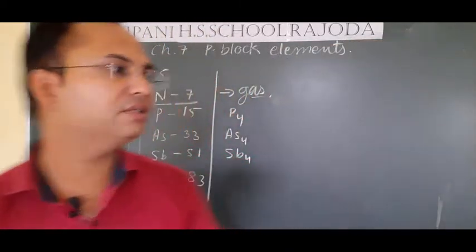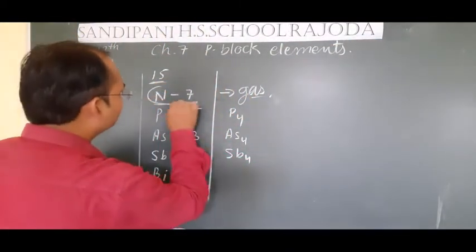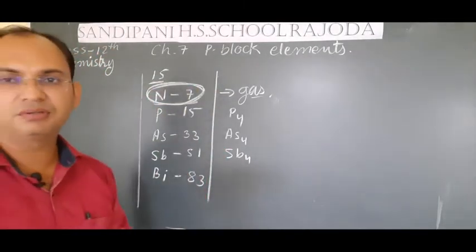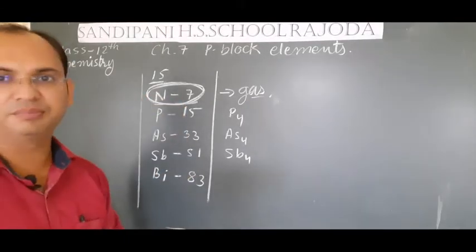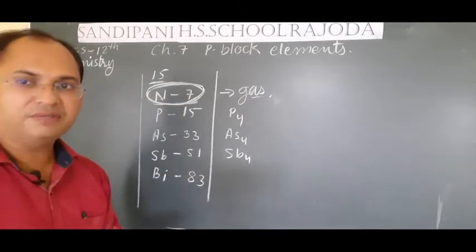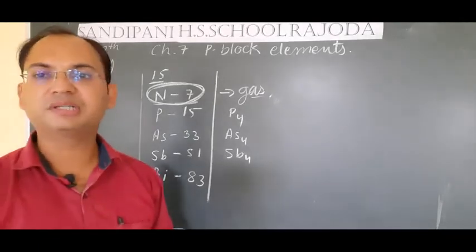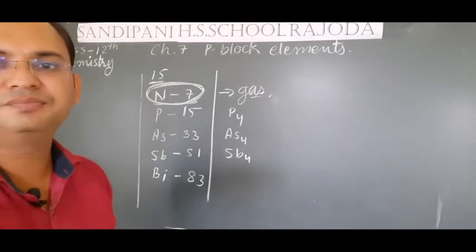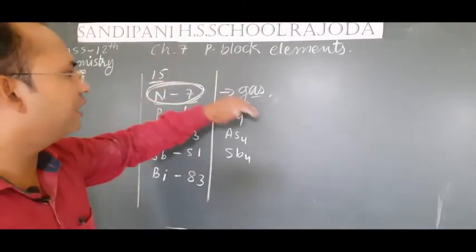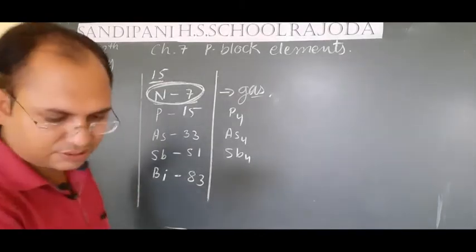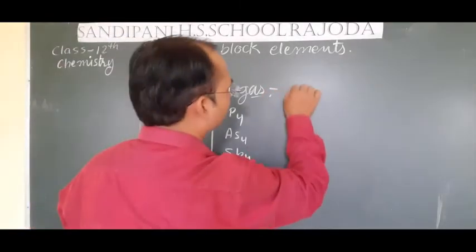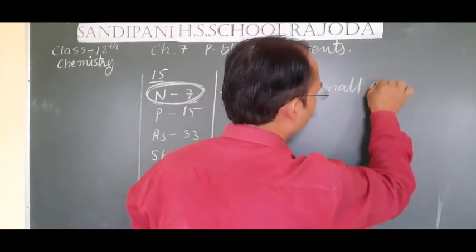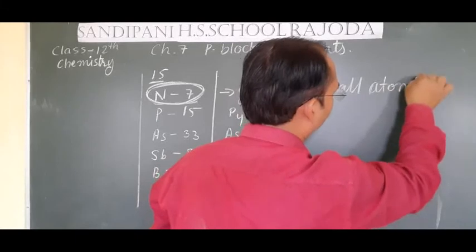So we can see here that nitrogen is the smallest element in the family because it has the lowest atomic number. So the very first reason behind showing the anomalous property by nitrogen is that it has the smallest size of the atom. Let's write the first reason: small atomic size.